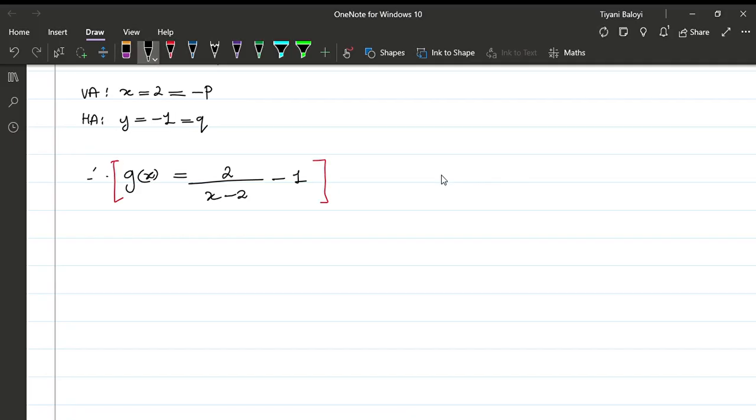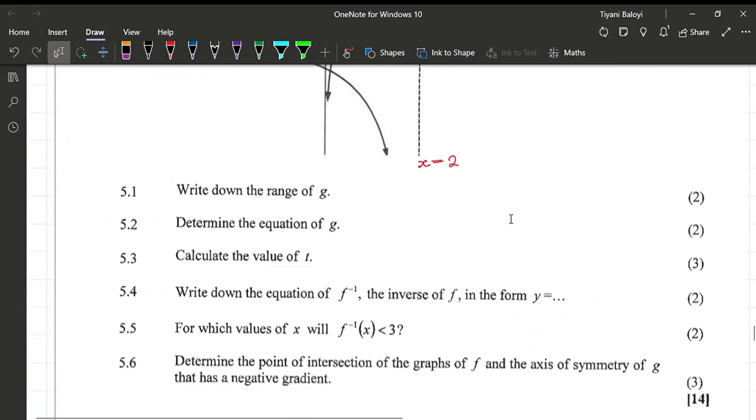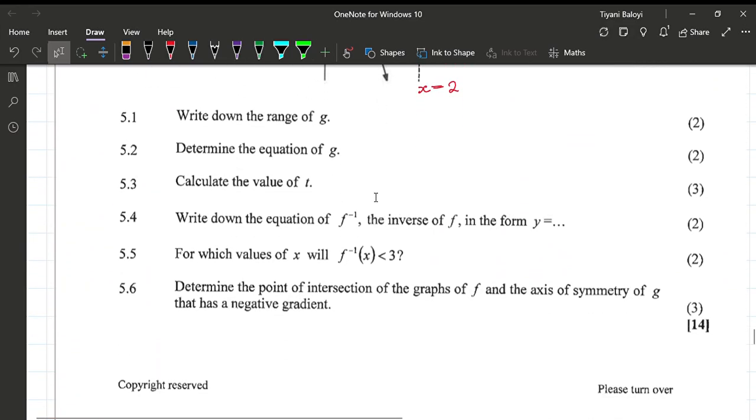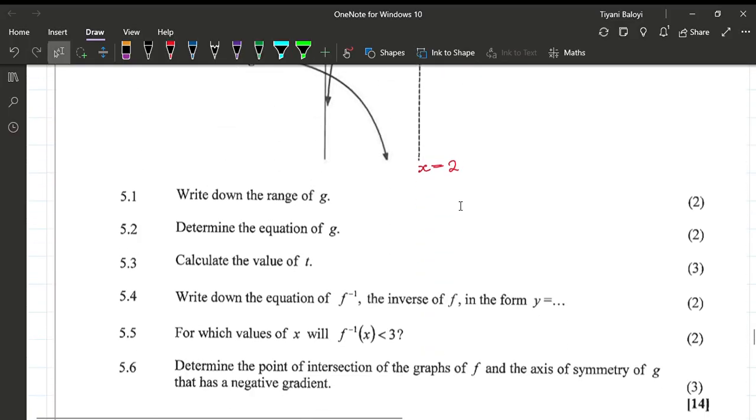And then let's look at 5.3. It says calculate the value of t, right? So t is the x value of a, and we say that a lies on both g and f. We have the equation of g, so we can just substitute a into g and find the value of t, because x is equal to t and y is equal to 1.